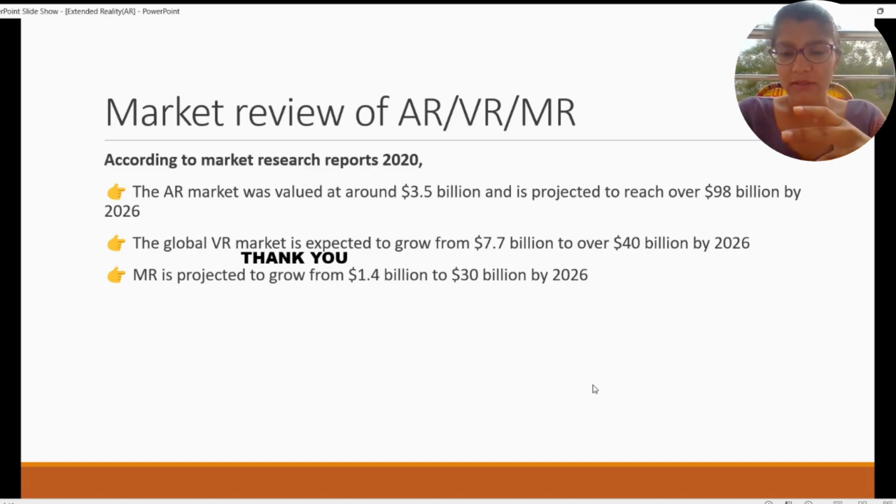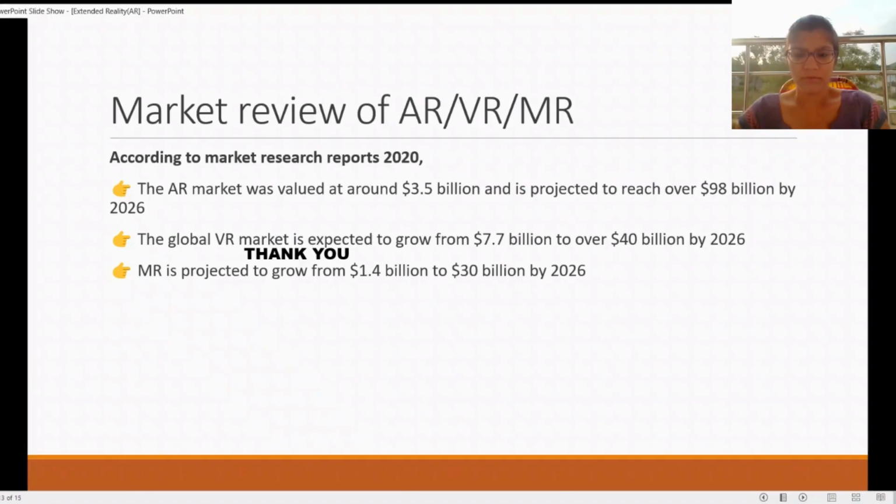Now let's get into the virtual reality market. It is expected to grow from $7.7 billion to over $40 billion by 2026. The MR market is projected to grow from $1.4 billion to $30 billion by 2026. So this is the market review of AR, VR, and MR, that is augmented reality, virtual reality, and mixed reality, showing growth from 2020 to 2026. You can see how much rise these realities have in the coming future. Here we can observe that augmented reality has the most future, with a $98 billion rise by 2026. So this is the market review of extended reality.